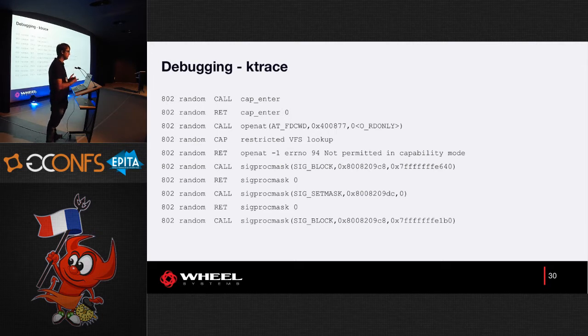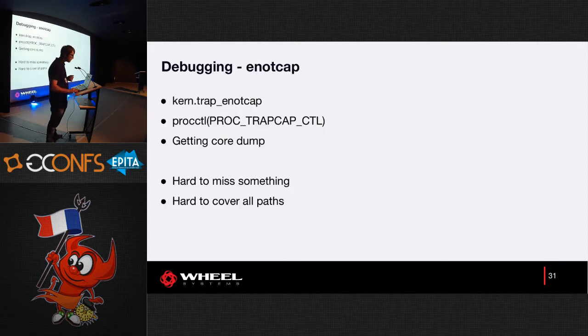We call the cap_enter, and we try to open some file that is not allowed in capability mode. So Konstantin presented a new sysctl, which is called trap_enotcap, which, if something is done that is not allowed in capability mode, the kernel will send the trap signal to the process. So we will create some core dump for analyzing our process.